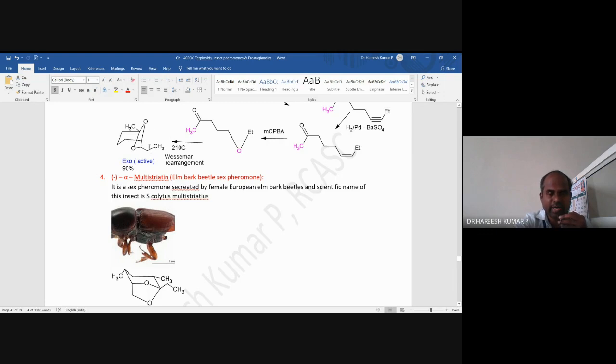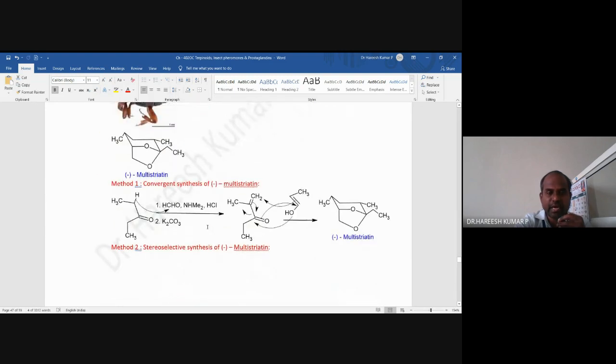And brevicomin will have one carbon less compared to multistriatin. So that is the difference. With this, I will go to the synthesis, method one, also called the convergent synthesis of levorotatory multistriatin. And here, how this is obtained, I think you know this compound. What is the name of this compound? It's a 5 carbon containing ketone.